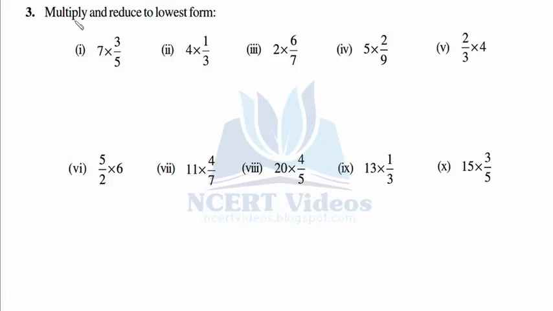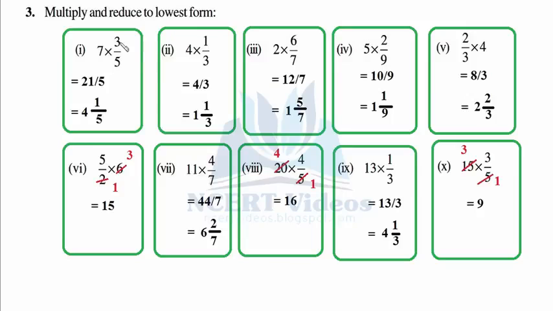Third, multiply and reduce to lowest form. So first of all, we will multiply these all and then we will reduce them. That is, no common factor should be there. So the important thing is lowest form after multiplications. First one is 7 into 3 is 21 over 5 ones are 5, and to reduce it, 5 fours are 20, therefore 4 whole parts and 1 is remainder, therefore 1 over 5. 4 and 1 over 5 is your answer.